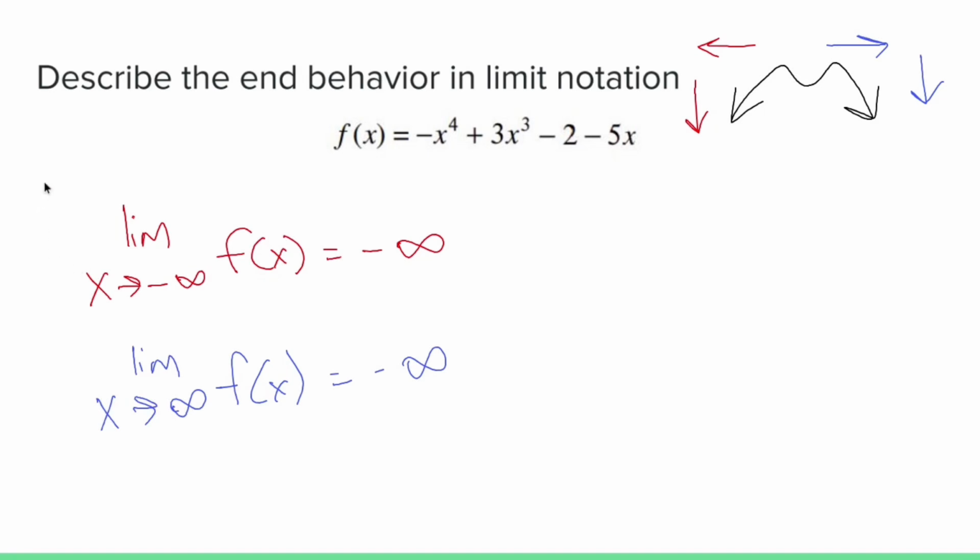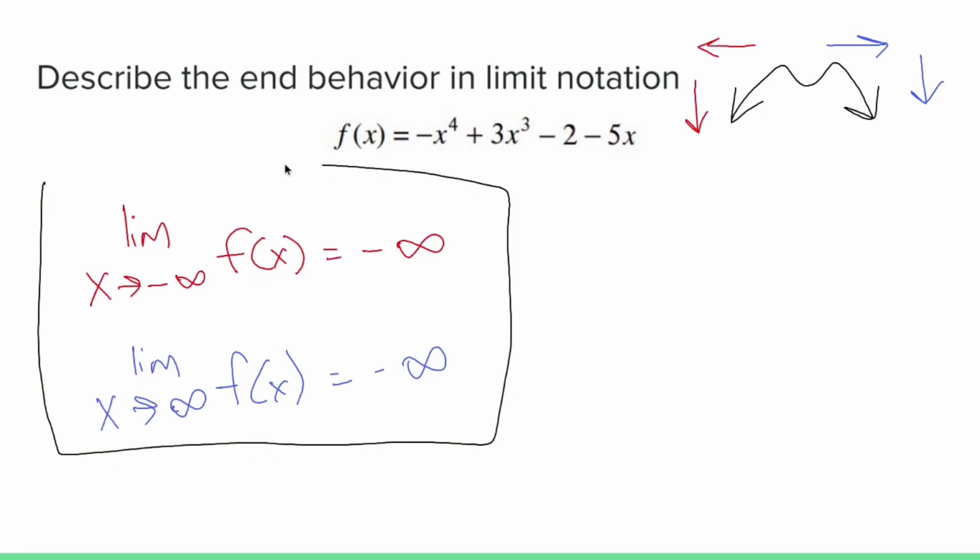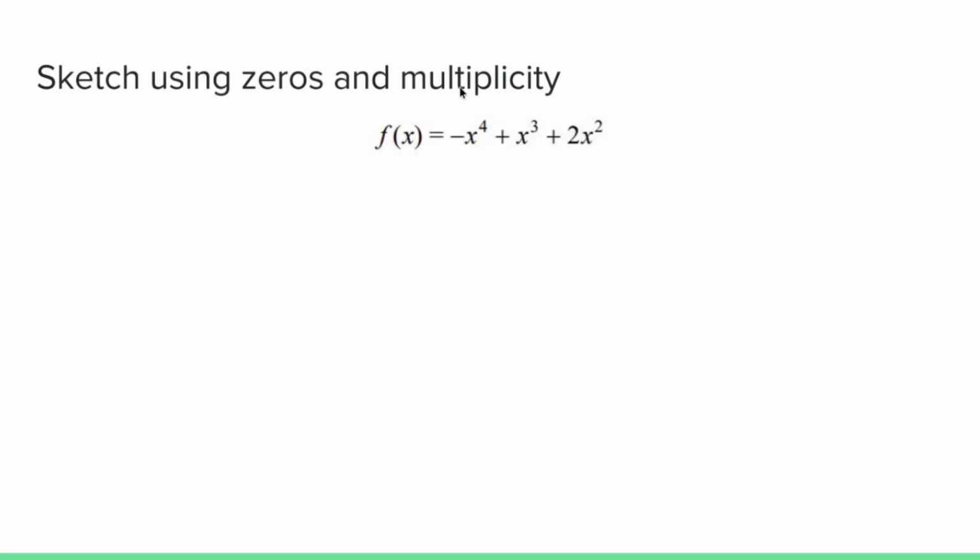And that's the end behavior in limit notation. Sketch using zeros and multiplicity. All right, so what I need to do is find out my zeros first and what the multiplicity of each one is. That'll give me an idea of what a sketch is.